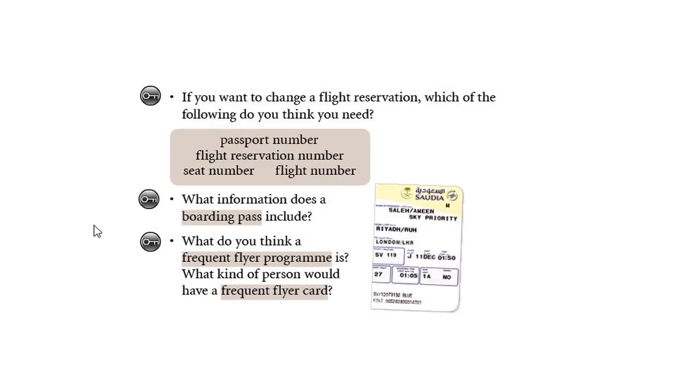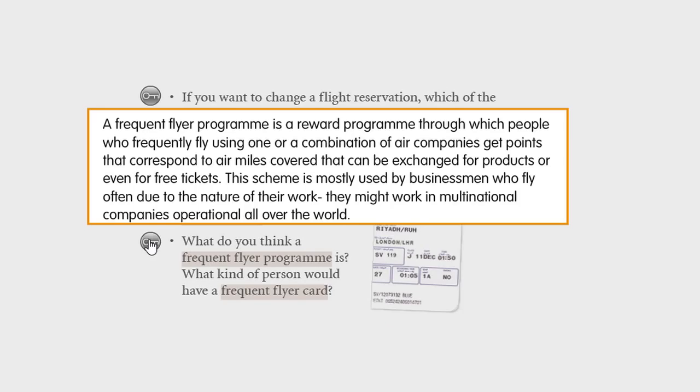What do you think a frequent flyer program is? المسافرين المنتظمين. What kind of person would have a frequent flyer card? ما هو نوع هذا الشخص الذي دائم السفر؟ عادة يكون businessman.